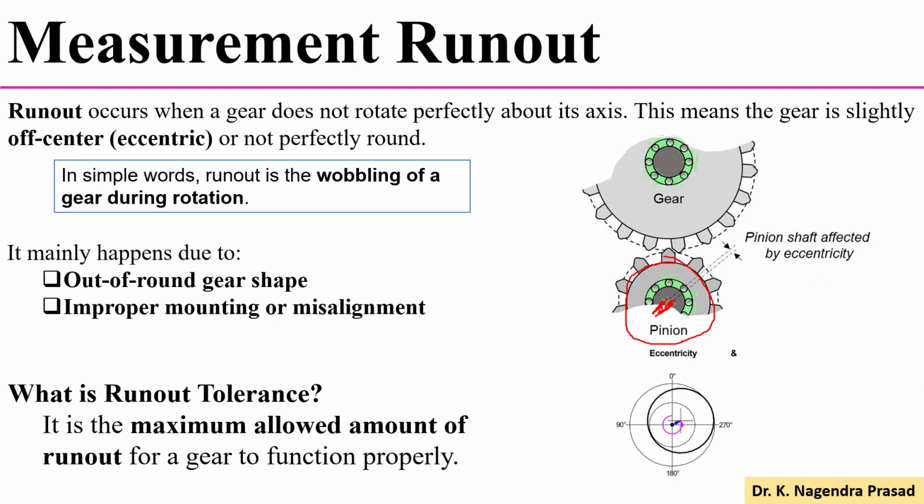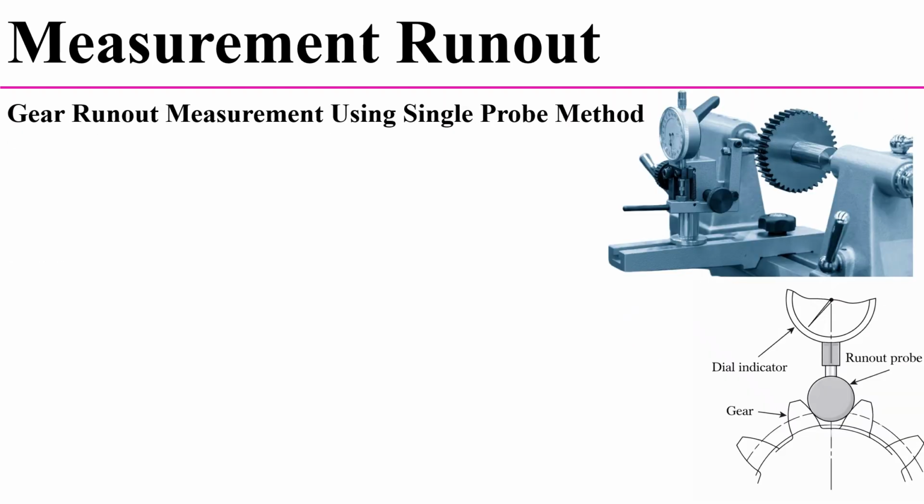So let's see what is the runout tolerance. Runout tolerance is the maximum allowed amount of runout for a gear to function properly. Next we will discuss the measurement of runout. In general, gear runout is measured using the single probe method. So this is the schematic representation of the single probe method, and let's see the procedure to determine the gear runout using the single probe method.